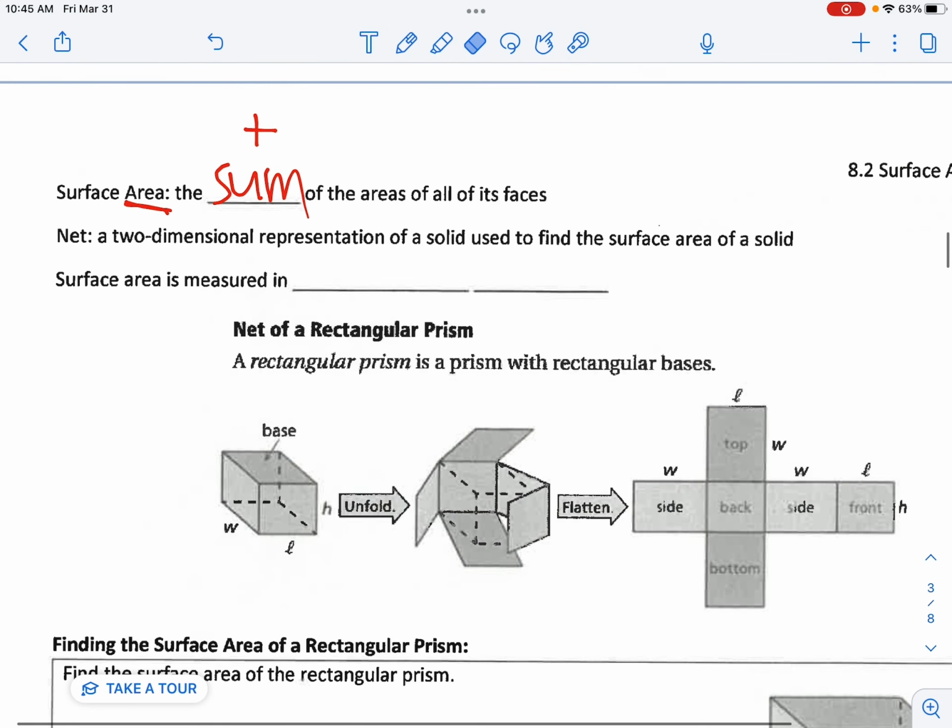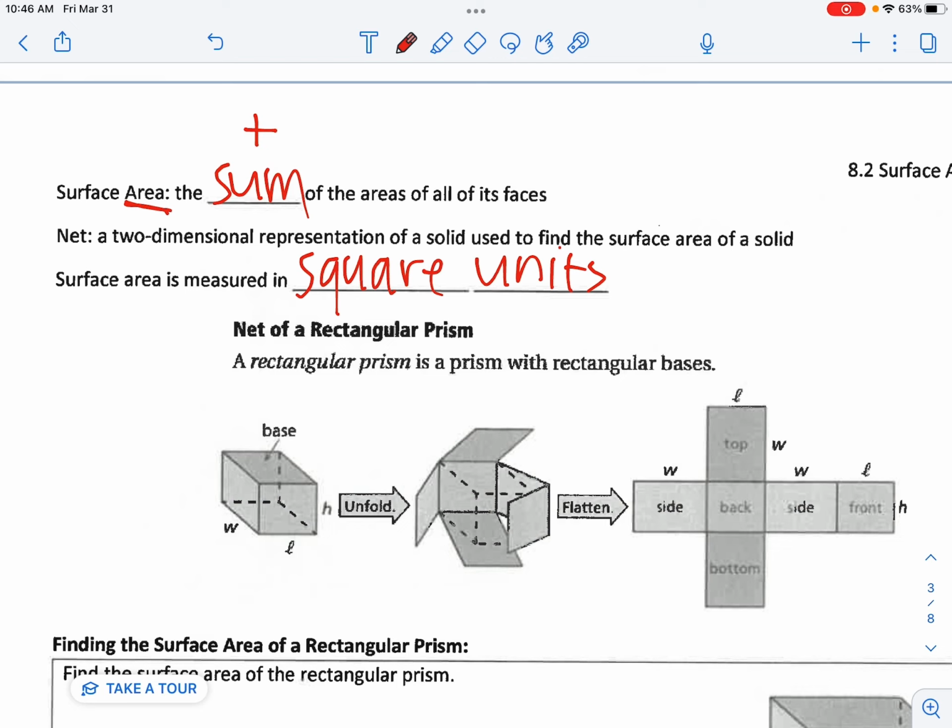Surface area is measured in square units. So just like regular area, you have to square it. So that's inches squared, meters squared, centimeters squared, units squared, any of those. Okay, you have to square it, which is that 2 in the top right of the label.